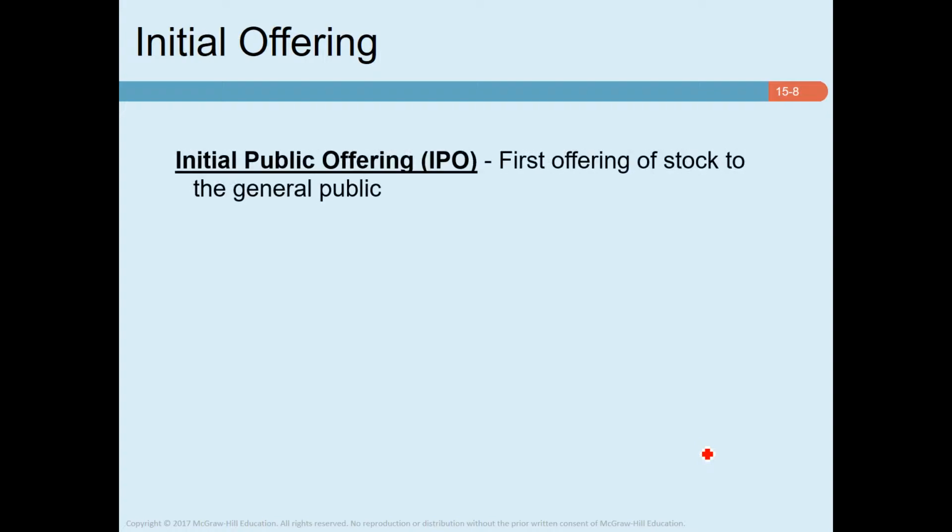Hello everyone. In this video, I will be talking about initial public offering. So initial public offering is the issuance of shares for the first time by a company to the general public. When a company is registered as a company and becomes listed with the stock exchange, the company initiates to issue shares for the first time to the general public, which is known as initial public offering.